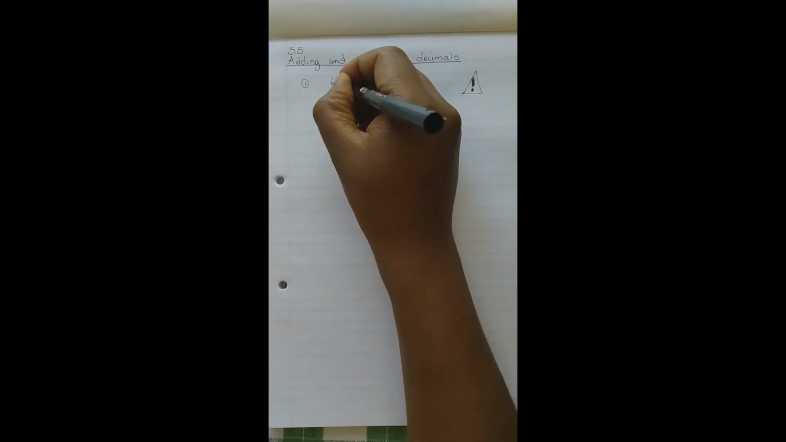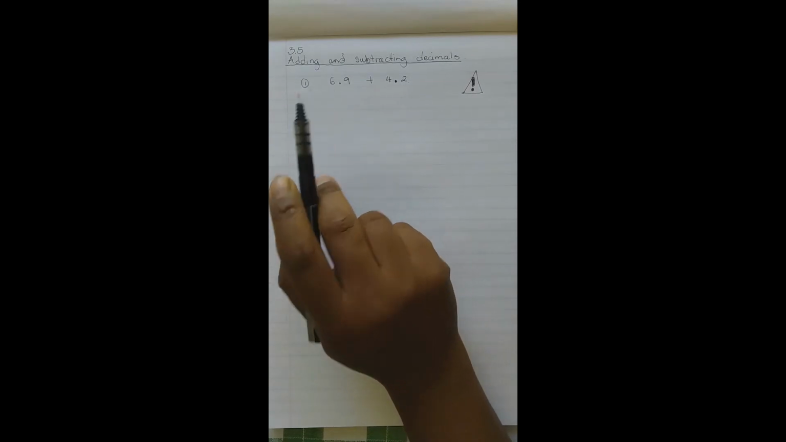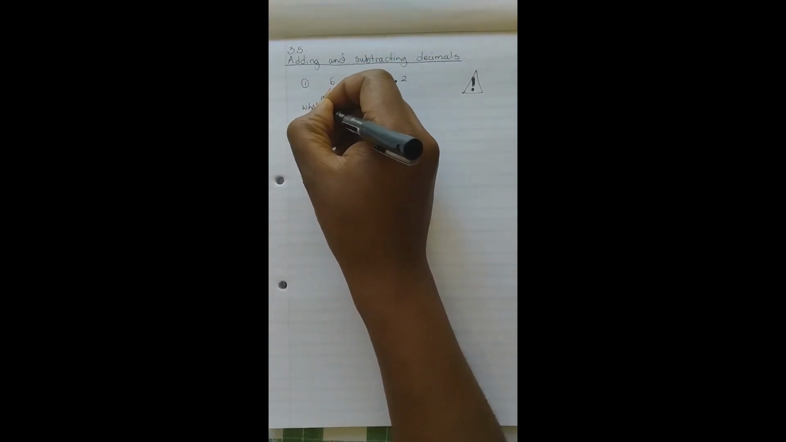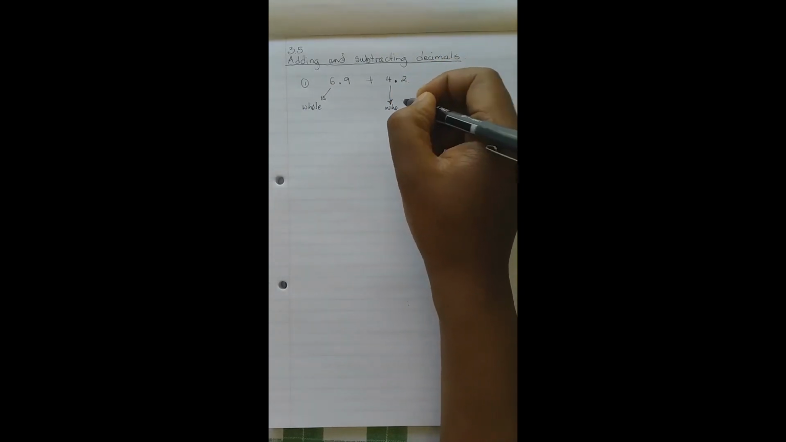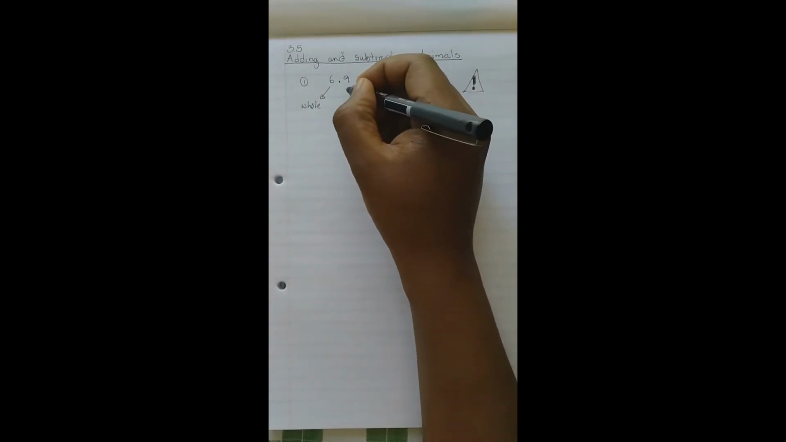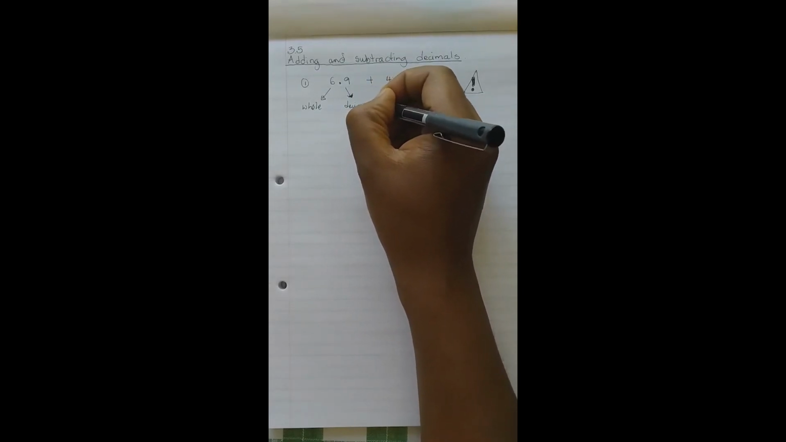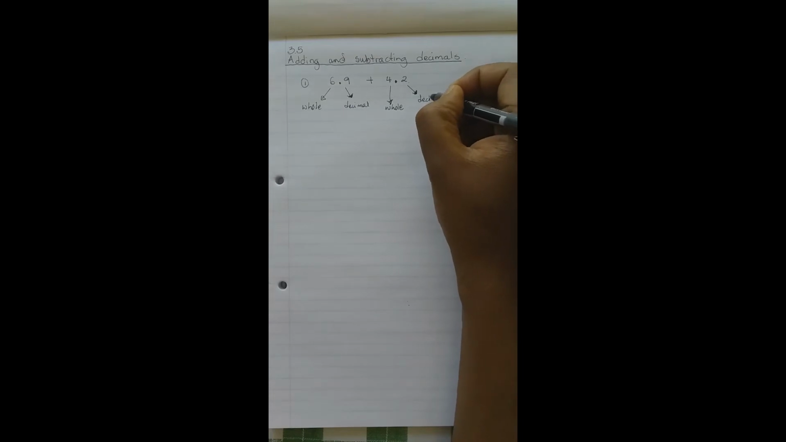The easiest thing to do here is to break this down into two parts. We have 6.9 and we have 4.2. 6.9 is made up of two parts. It's made up of the whole part. 6 is the whole number. 4.2 also, 4 will be your whole number. The 0.9, however, that's the decimal part. Likewise, 0.2 is the decimal part.